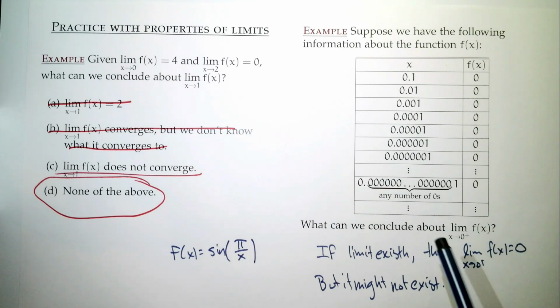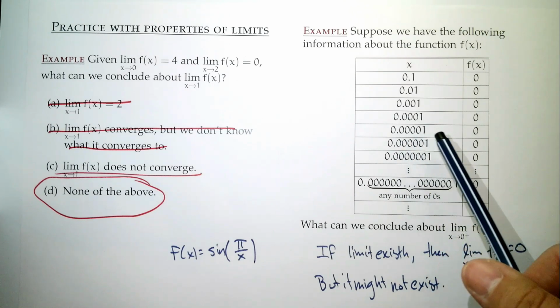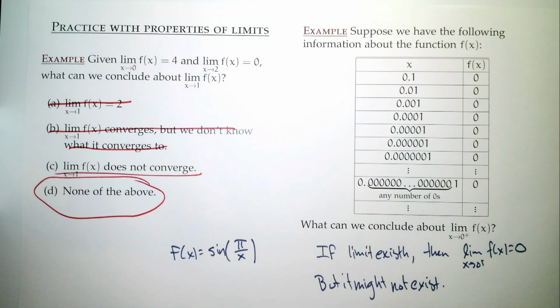You can check. Suppose you plug in 0.1. If you take 1 over 0.1, what does that become? 1 divided by 0.1 becomes 10. So it would be sine of 10 pi. Well, sine of 10 pi is 0. I don't know, plug in 0.00001. 1 over 0.00001 is 10,000. Plug it in, you get sine of 10,000 pi. Sine of 10,000 pi is still 0. So this function, sine pi over x, matches all this data.